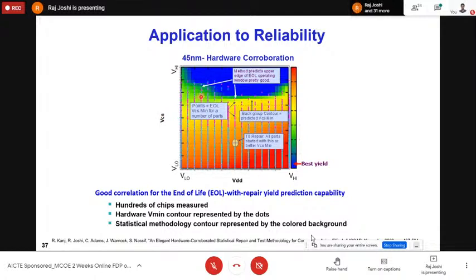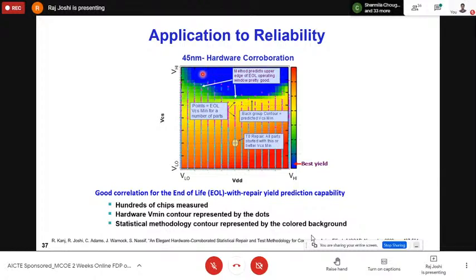Okay, the contours that you see here are predicted by that mixture importance sampling technique. All these, blue, green, yellow, red. Red means worst yield. Blue means best yield. Okay.